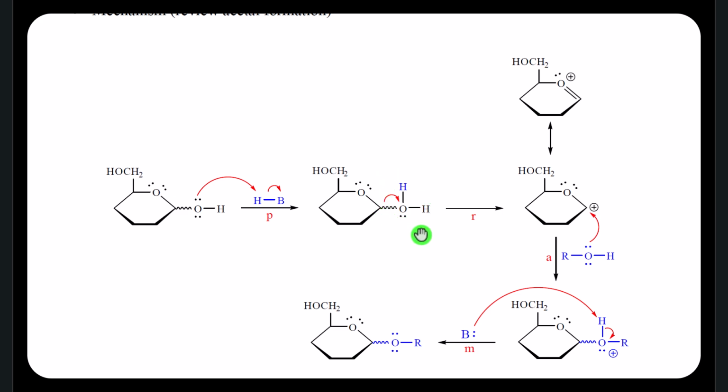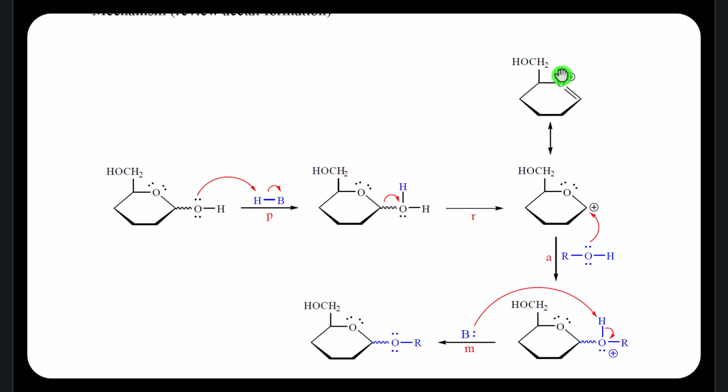We're then going to remove this OH2 positive coming off as a water leaving group. That's our remove step, creating a carbocation at the former anomeric center.